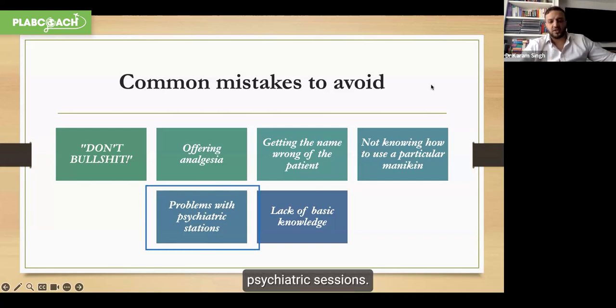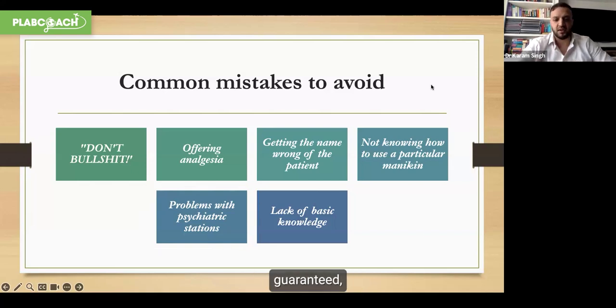Problems with psychiatric stations. Every single exam, one active station will be psychiatry. Guaranteed. And for the most part, it's history taking: acute psychosis, auditory hallucinations, depression, anxiety, symptoms of mania, whatever it may be. There will be some psychiatric station that you have to do in the exam. Knowing how to take a good psychiatric history is going to help you get through.